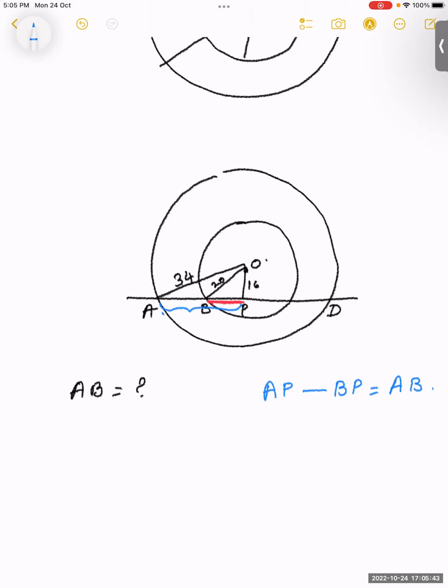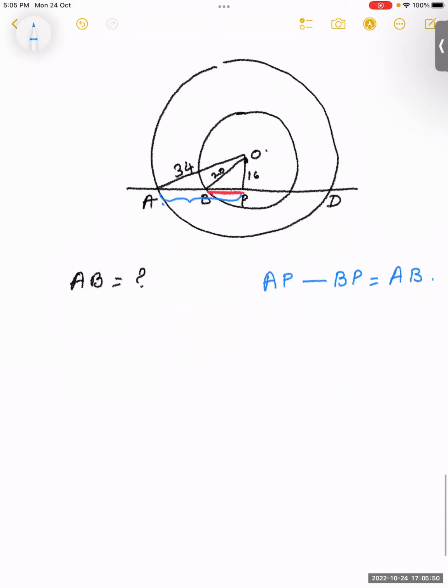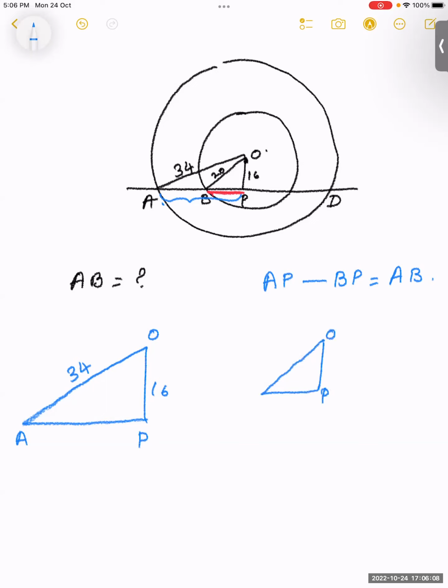Now, don't you think you can easily calculate AP and BP? How can you calculate AP? Look at the first right angle triangle. You know this is 16, OAP. This is 16, this is 34. Can't you calculate AP? For the other triangle, OP again is 16, here it is 20. Don't you think you can calculate BP?